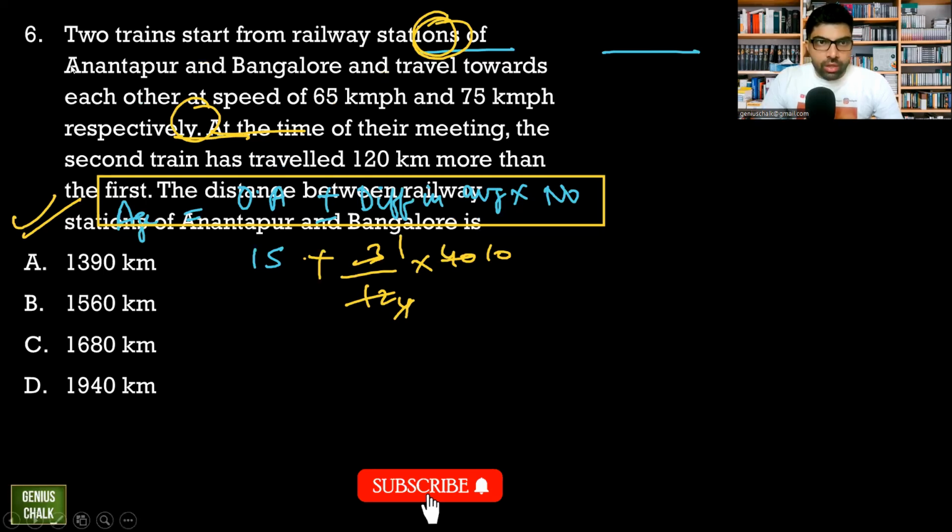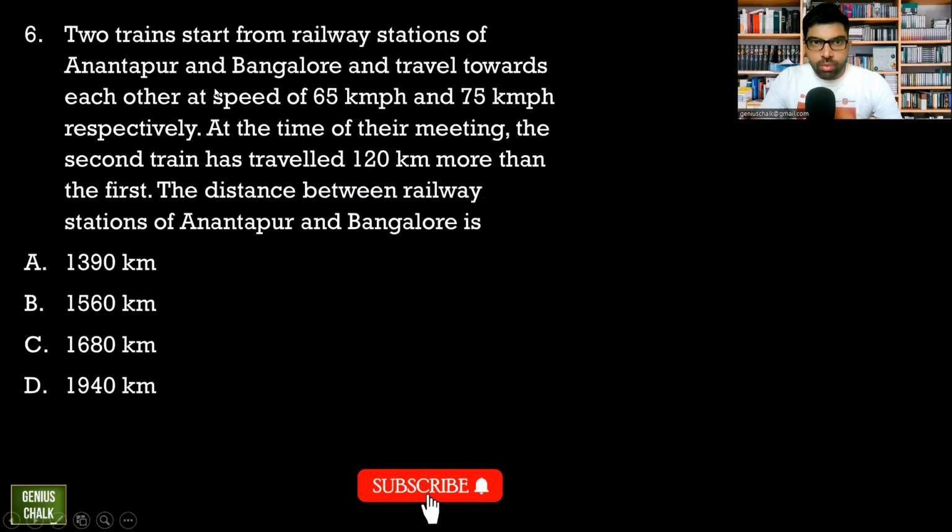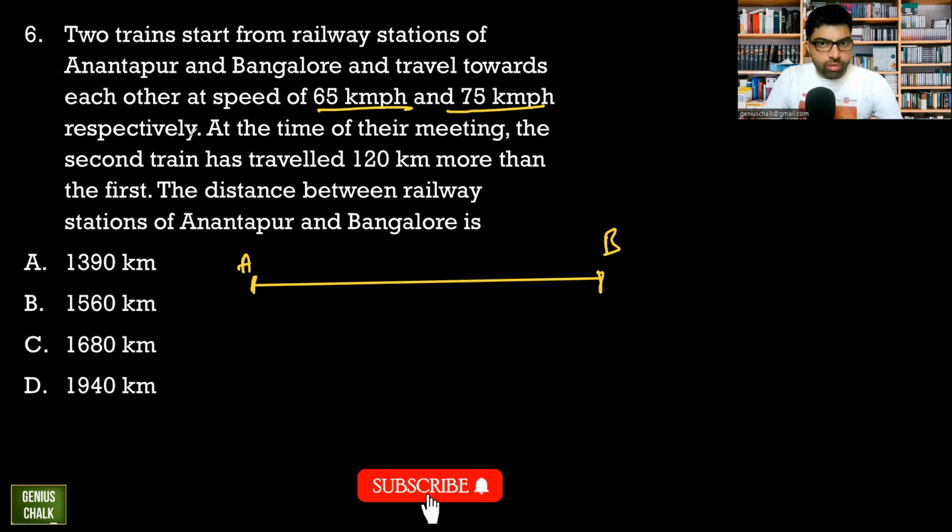Next one. Two trains start from railway stations of Anantapur and Bangalore. So let's start to make this. There are two trains. One train is Anantapur, another is Bangalore, and they travel towards each other at the speeds given. It's not given here, so we'll always assume that if not given, they start at the same time. So this is 65 and this is 75. At the time of their meeting, the second train has traveled 120 km more than the first. You see, the speed of this one is 65. The speed of this one is 75.